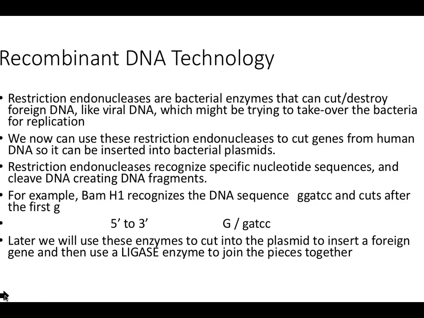And so now, with that backdrop, let's talk about the DNA technology. Some of it you did, some of it you'll do later in genetics. So the restriction endonucleases are bacterial in origin. Bacteria developed this in order to help destroy foreign DNA like viruses. So we, however, have learned to use these restriction endonucleases to cut genes from humans, and the human DNA can be inserted into bacterial plasmids. It has revolutionized therapeutics in medicine.